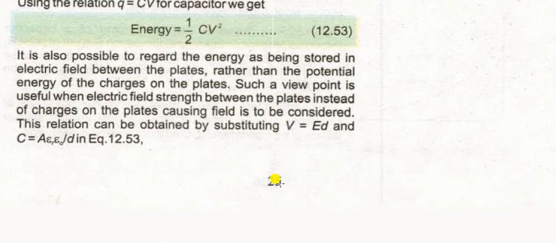Also we know that in case of a parallel plate capacitor V is equal to E times D, where V is the potential, E is the magnitude of the electric field intensity and D is the distance between two plates, as we have also discussed earlier by using the potential gradient relation. So V is equal to ED.